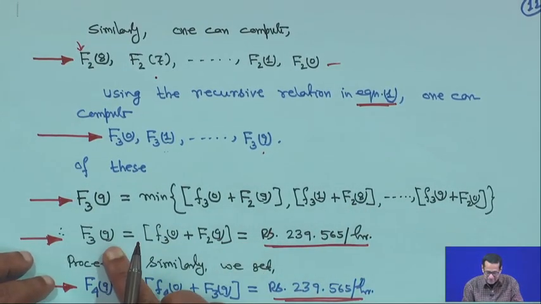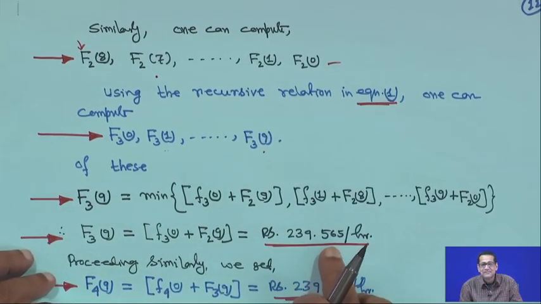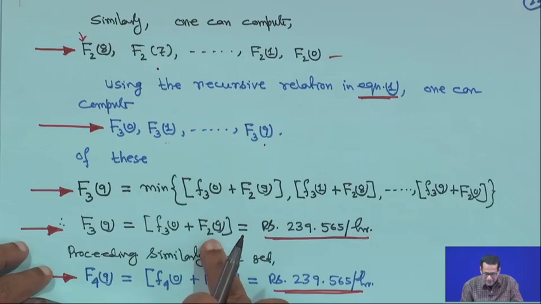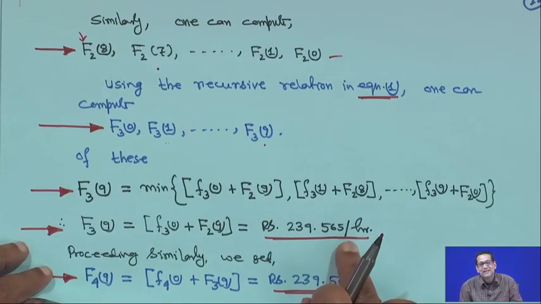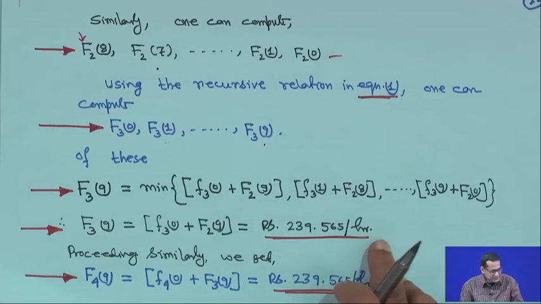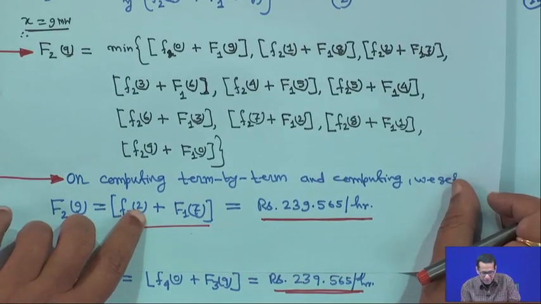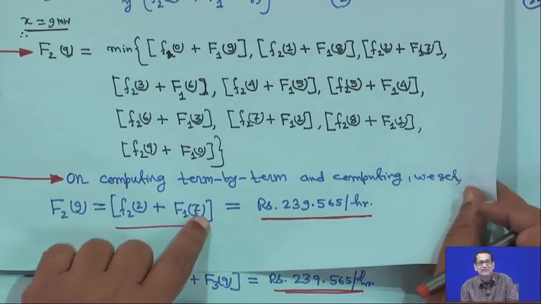So f39 actually giving f30 plus f29, that is rupees 239.56, that means unit 1 and 2 still are operating, right. Unit 2 is generating 2 megawatt, unit 1 is 7 megawatt, right. This is whatever we have got from here, unit 2 is 2 megawatt, unit 1 is generating 7 megawatt, right.